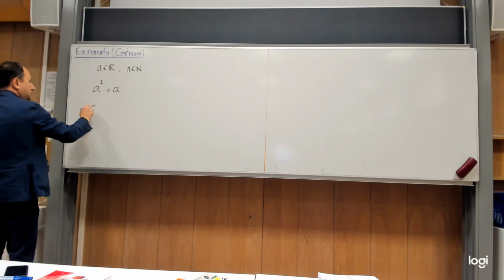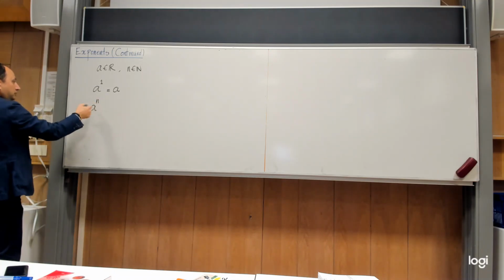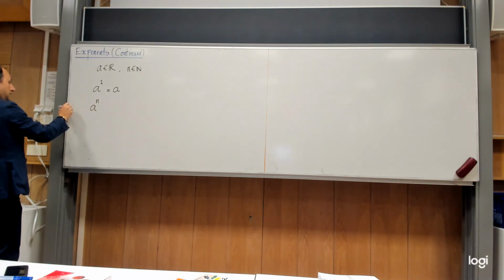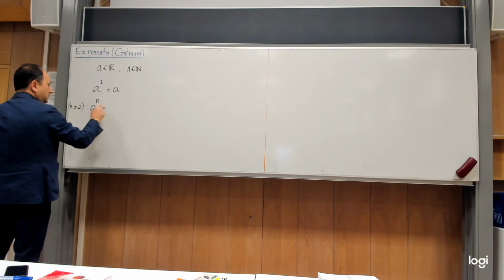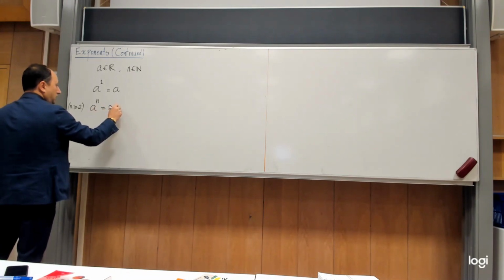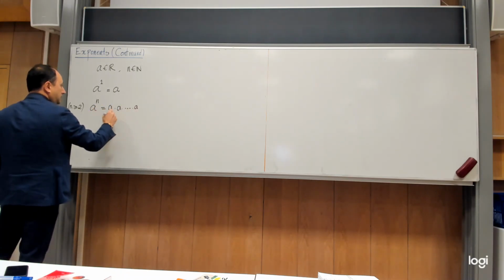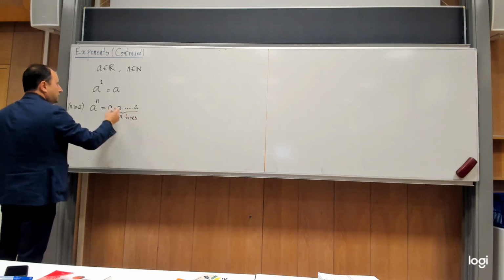But if you see A to the n, to the nth power, when n is greater than or equal to 2, whenever you face this symbol, they mean to write A and multiply it by itself n number of times. Okay? So that was the definition.